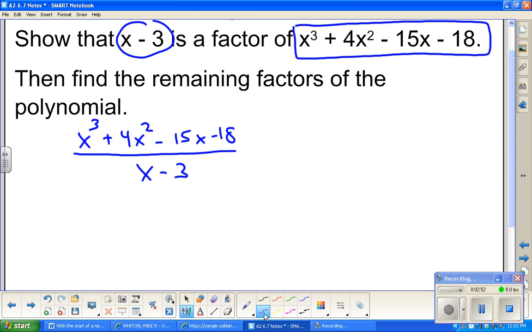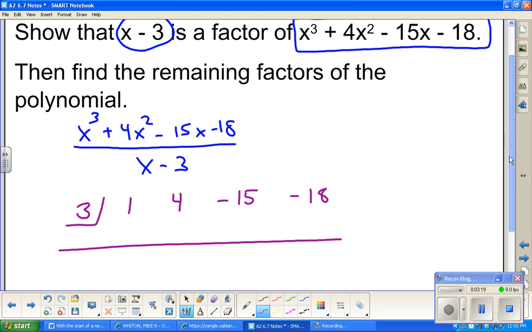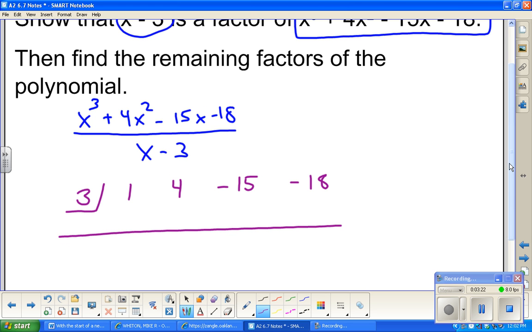So how do we set up synthetic? Positive 3. Since we're dividing by x minus 3, we'll put a positive 3. And then we do the coefficients of the big one. So in order, it's 1 for x cubed, 4 for x squared, negative 15 for x to the first, and then negative 18. All right, and then we have our process. Bring down the 1. Then we multiply the 1 by the 3 in the box. So 1 times 3 is 3. If we add the 4 and the 3, we get a 7.